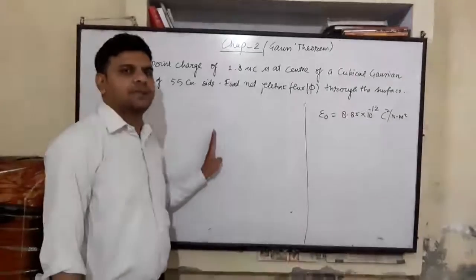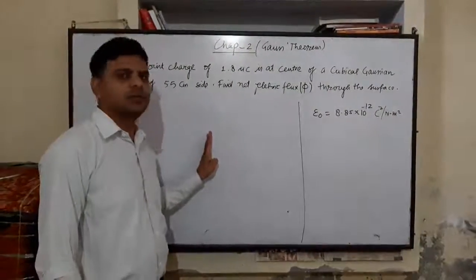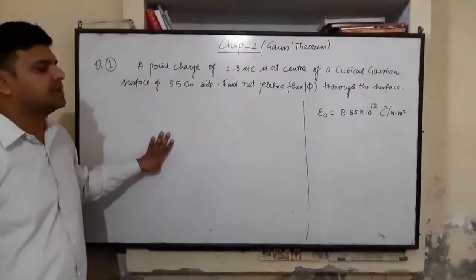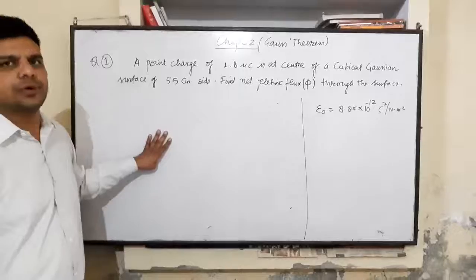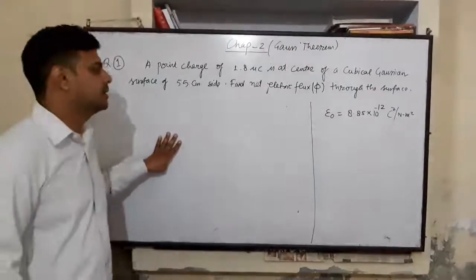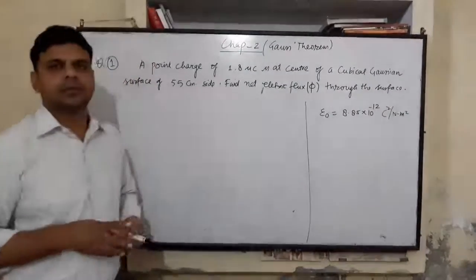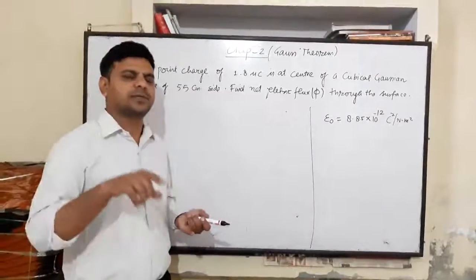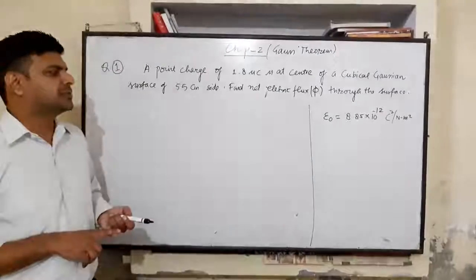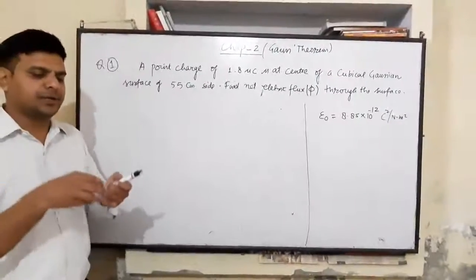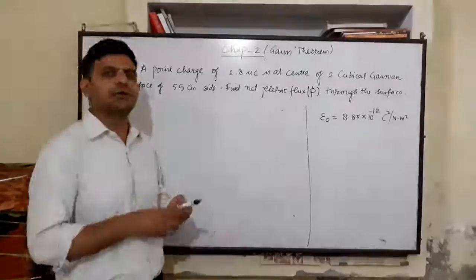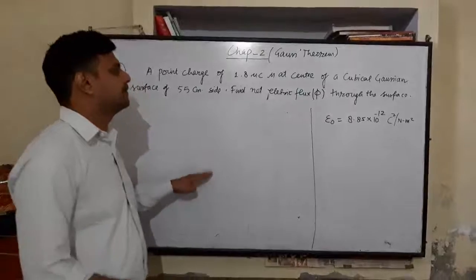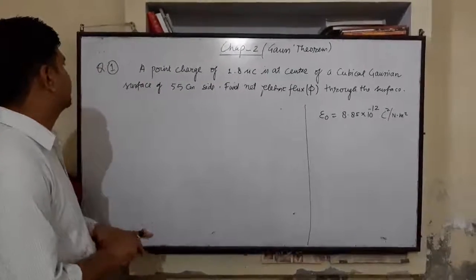Now, one thing more: the electric flux passing through a closed surface depends only upon the charge enclosed in that Gaussian surface or closed surface. According to Gauss theorem, the total electric flux passing through any closed surface depends only upon the charge enclosed in that surface. Okay. Now, question number first.